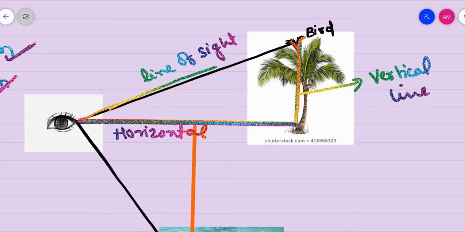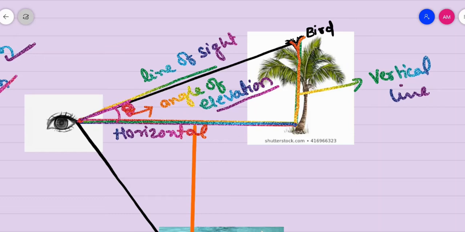Now suppose this line of sight makes an angle theta with the horizontal, then this theta is known as angle of elevation. Elevation, first of all, try to understand elevation. Elevate means thing which is above you, which is higher, which is taller. Elevate means upper thing. So you can say that theta is angle of elevation, because when you have angle of elevation, your eye will be in the lower position and the object will be in the higher position.